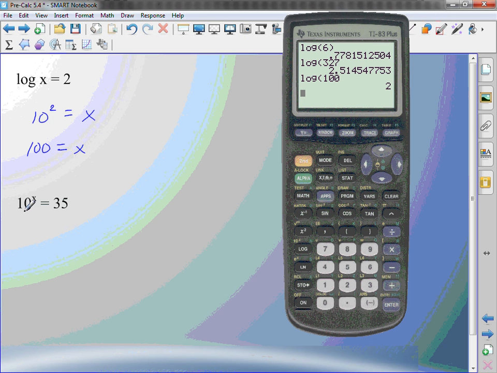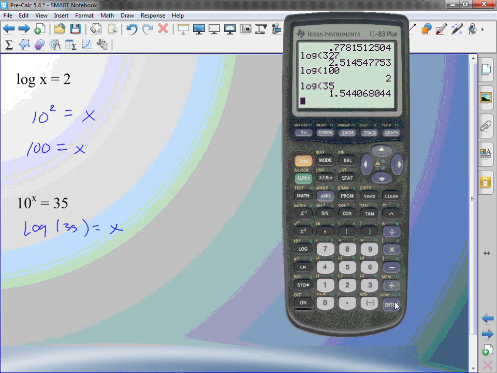How can I solve this one changing it to logarithmic form? Log, and that's base 10, of 35 equals x. Log of 35 is about 1.544. You understand what I did?